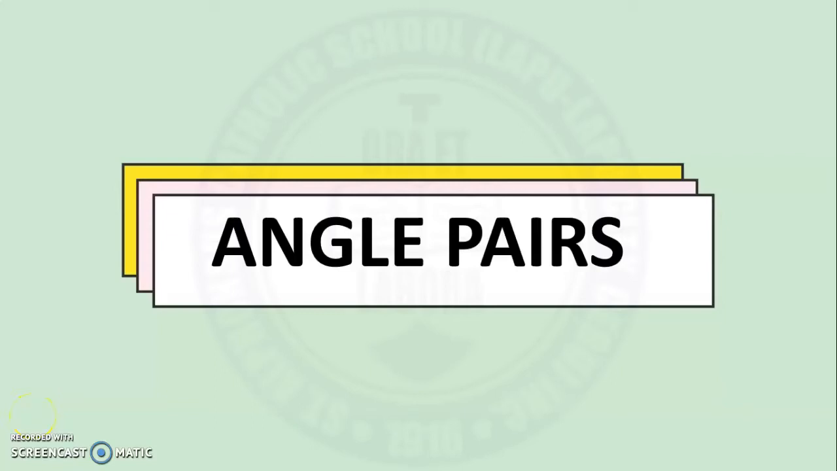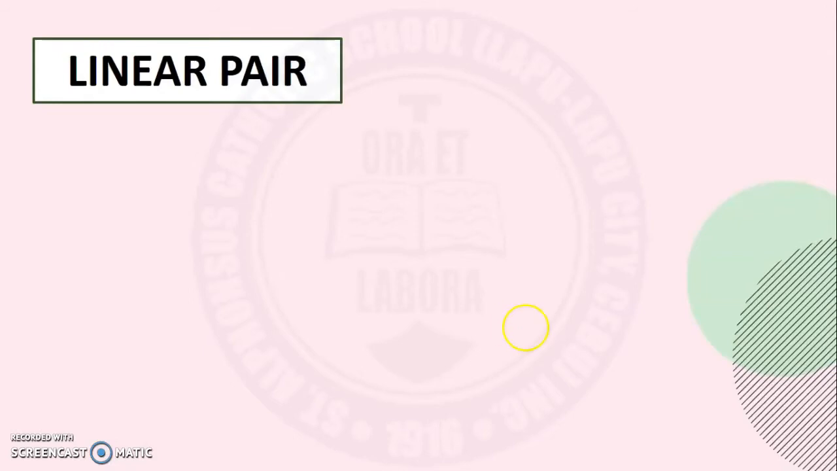Hello math learners! In the previous video, you have learned the first few types of angle pairs, which are the complementary angles and the supplementary angles. In this video, you are going to learn the other types of angle pairs. So let's begin. We have here a linear pair.